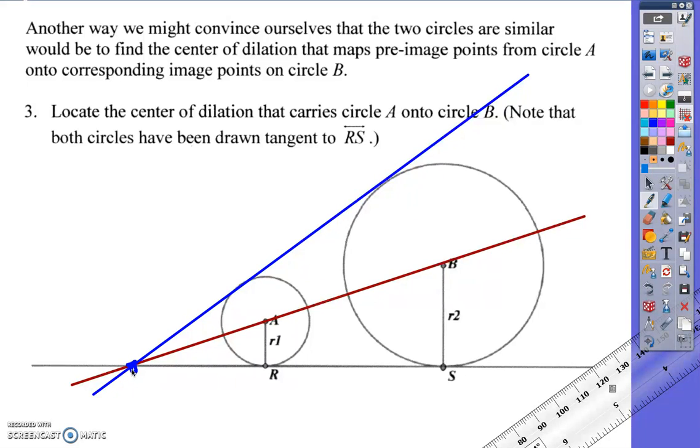But anyway, you'll notice that I've drawn these lines through the centers, and then I did this other one tangent on the other side, and that is my center of dilation. So that helps, because if you recall, we were able to do this before with other points. So this is all that we're doing here.